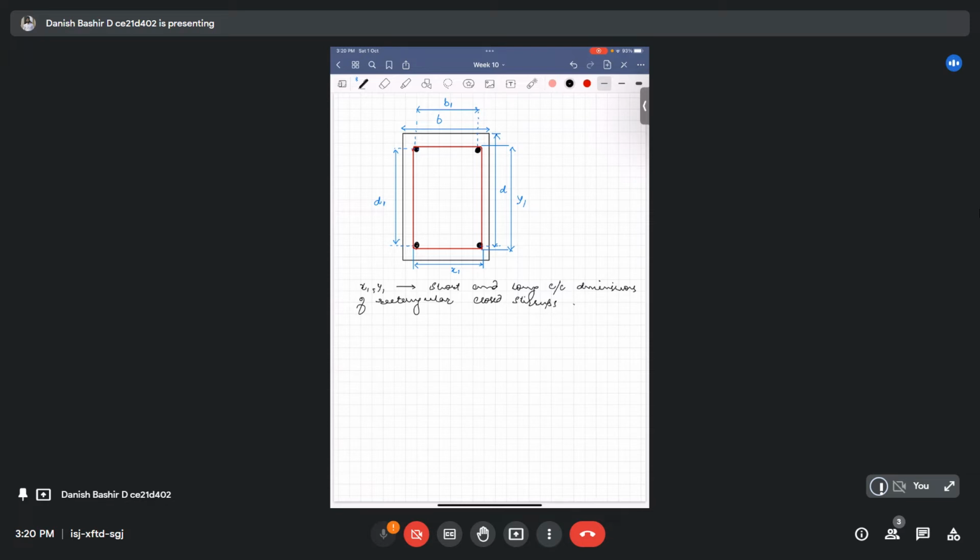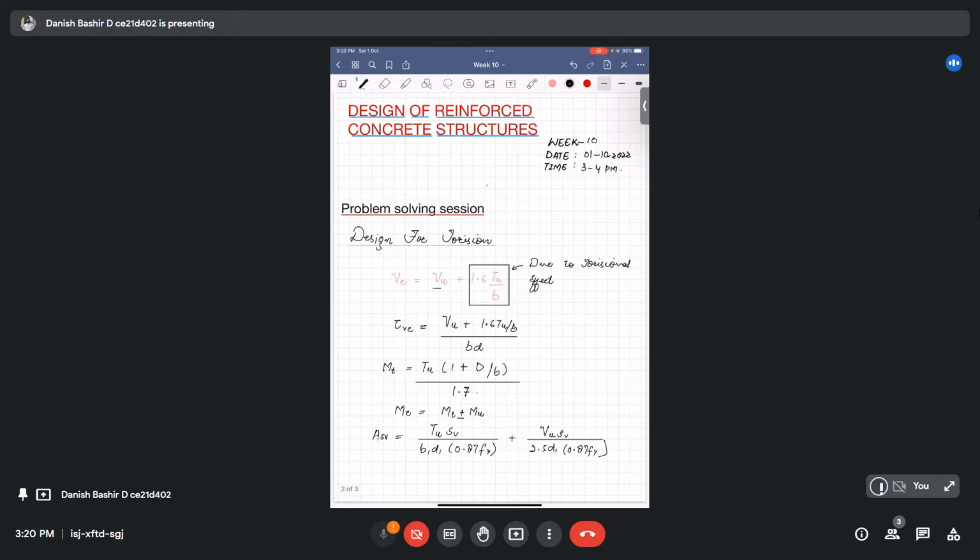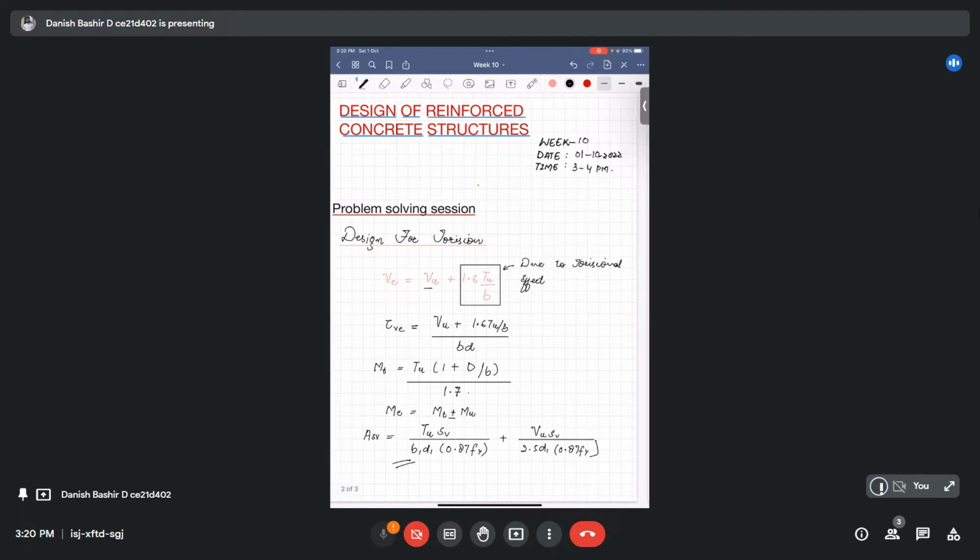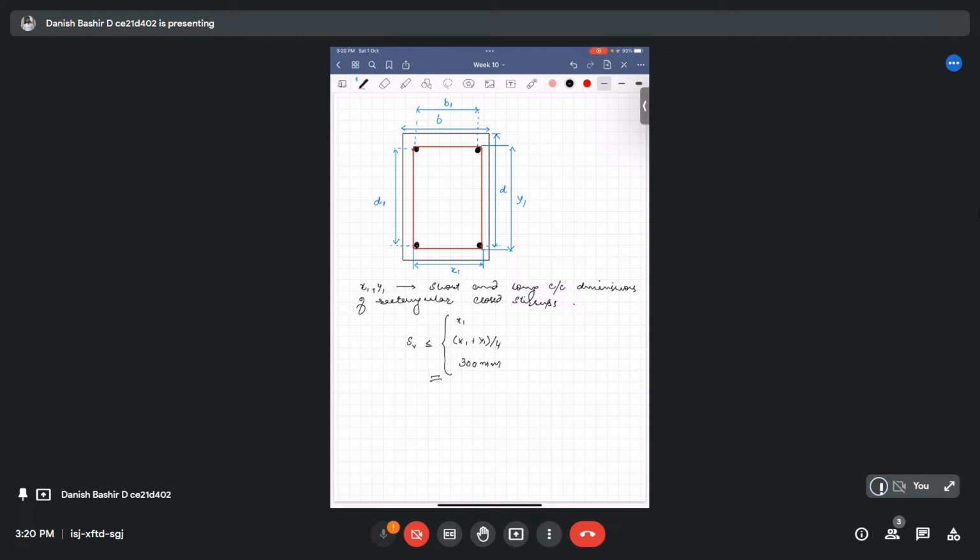Okay, another formula from the code is that the spacing of these stirrups should be less than any of these. Sv should be less than or equal to either x1, or 1/4 of x1 plus y1, or 300 mm. Minimum of any three you have to take. After we calculate the spacing from this formula, we cross check it with the formula from the code, and then we decide which we have to take as minimum.